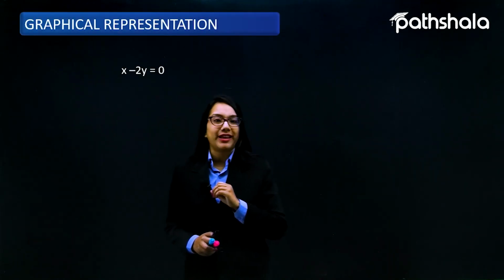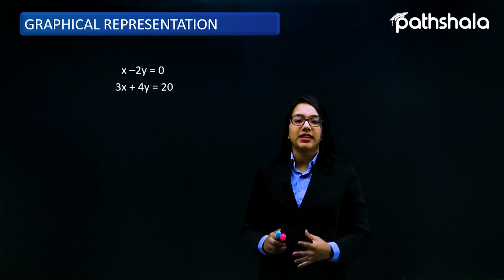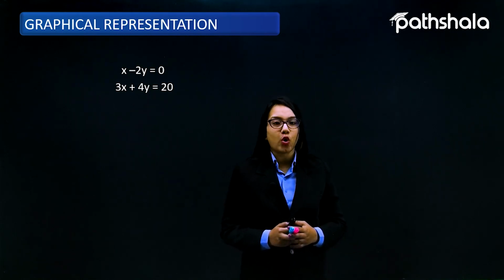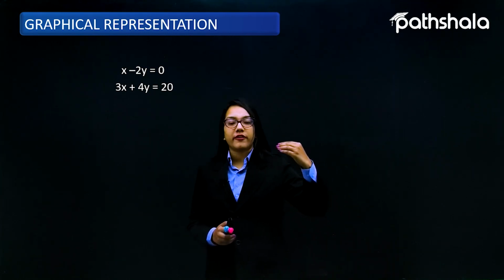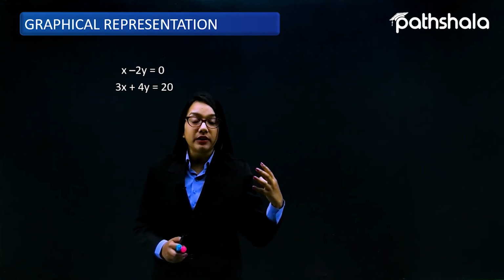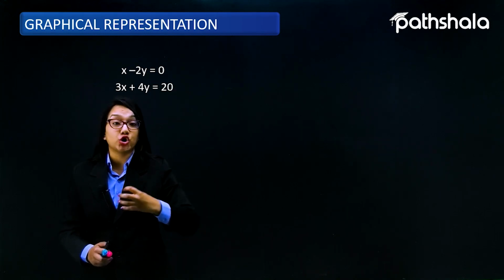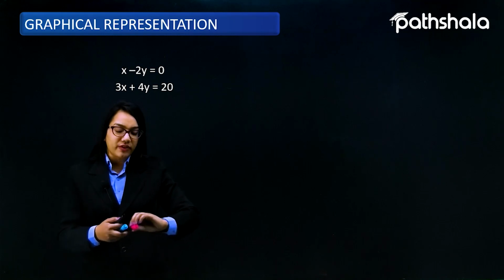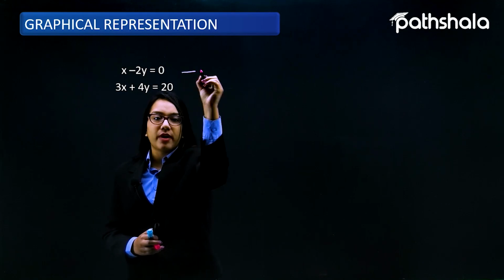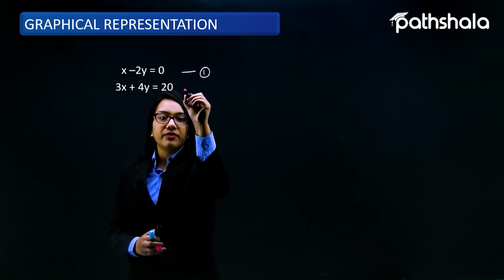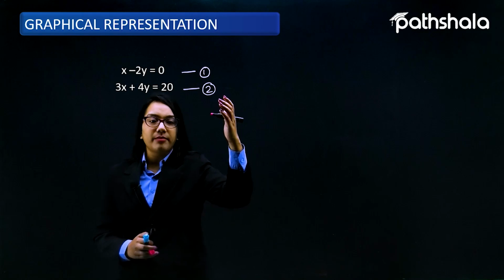Let us suppose I am taking an example. We have x minus 2y is equal to 0 and 3x plus 4y is equal to 20. If I wanted to plot these two straight lines on the xy plane, or show the graphical representation of this pair of linear equations, then first of all I have to find the solutions of each. So let us take the first equation as equation number 1 and the second as equation number 2.